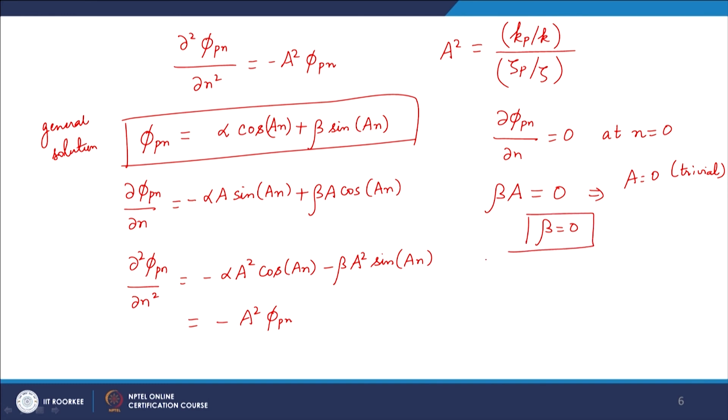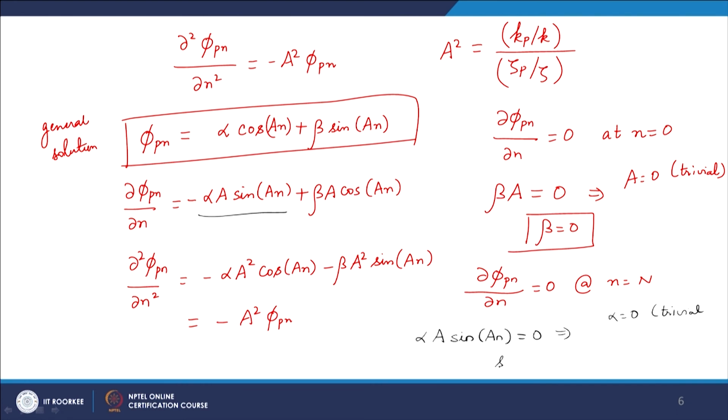then I will use the second condition at n equal to capital N. Beta is already gone. We have from here alpha a sin(aN) is equal to 0. Of course, a is not equal to 0 because it is a trivial solution. Alpha, if we set equal to 0, again we get a trivial solution. So, alpha equal to 0 is trivial.